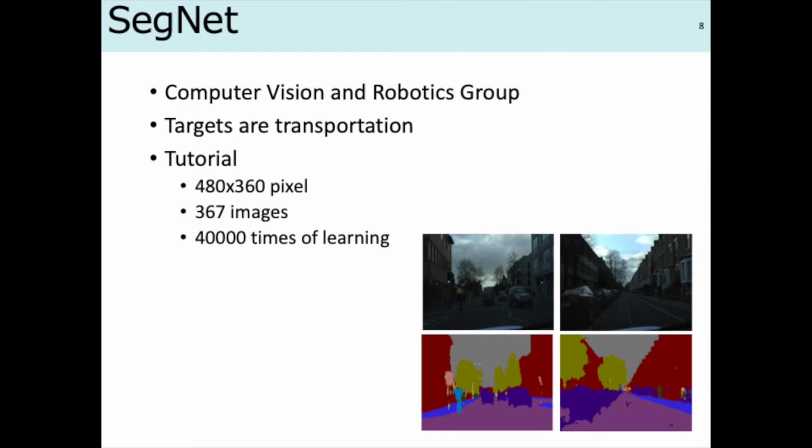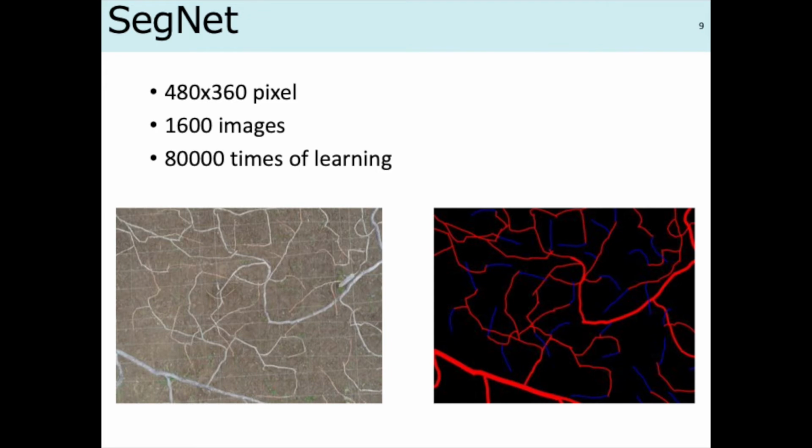There are 367 combinations of 480 by 360 pixel images and their segmented teacher data, with samples to be trained 40,000 times. This time, we prepared 1,600 images divided into 480 by 360 pixels to train the branches and shoots. We made them learn 80,000 times.